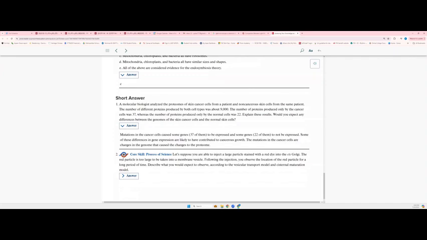Suppose you are able to inject a large particle, still with a large size. The gauge is too large to take into the vesicle. Following the injection, you observe.